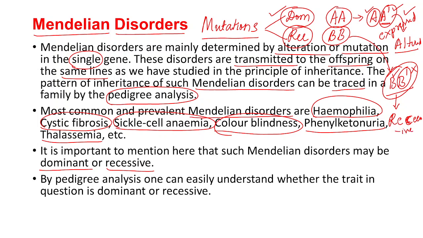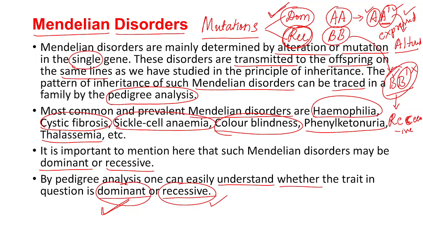Clear? And to remember, most of the mutations that occur will be of what? Recessive type, but few of them can be dominant in nature. And by means of pedigree analysis one can easily understand whether the trait in question is dominant or recessive, because, as we have already come to know the rules of pedigree analysis, in case of dominant trait or dominant mutation, skipping of generation is not seen. If skipping of generation is not there, then you can conclude that the type of mutation is dominant. If skipping of generation is seen, then it is a recessive type of mutation, right?